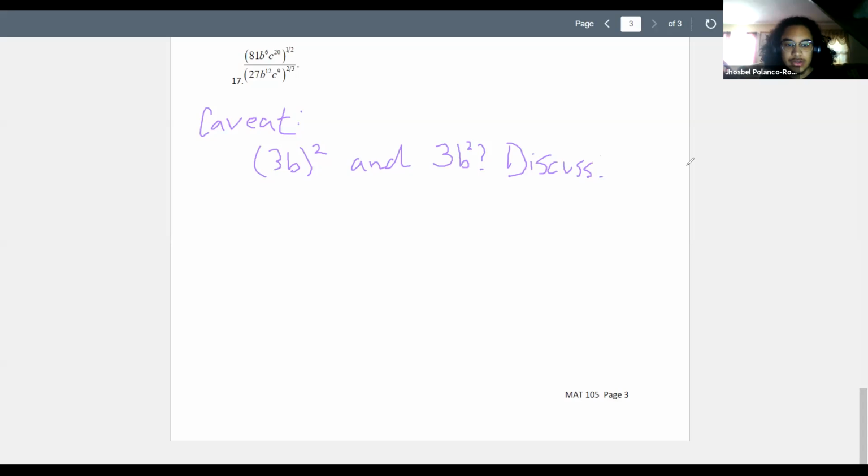The way I see it is the second one is 3 times b squared, and the first one is 3 times b. All of that together is squared. Correct. So then your overall solution here would be 9b squared.